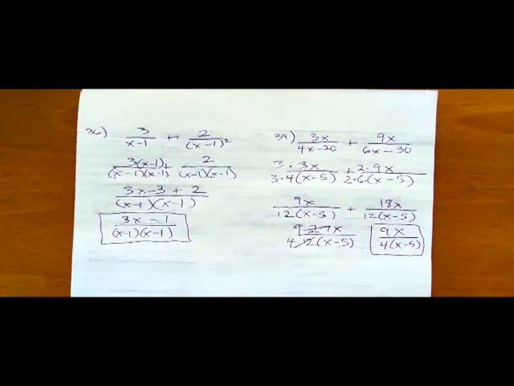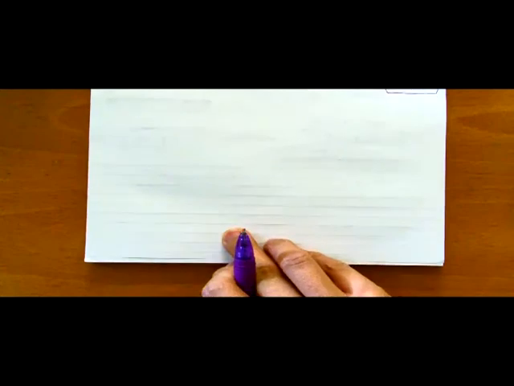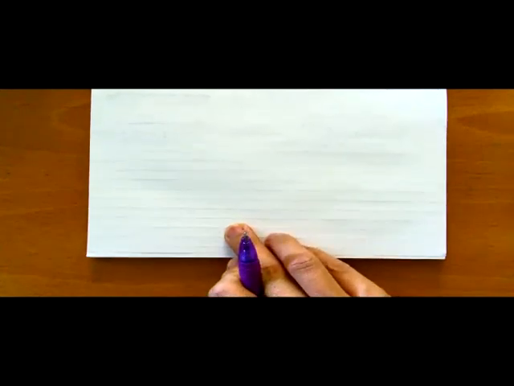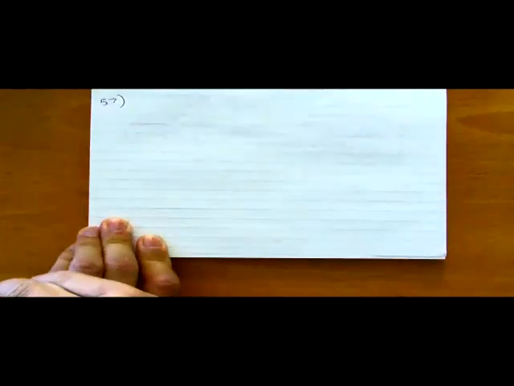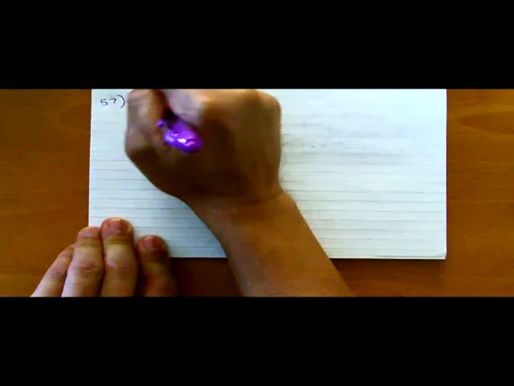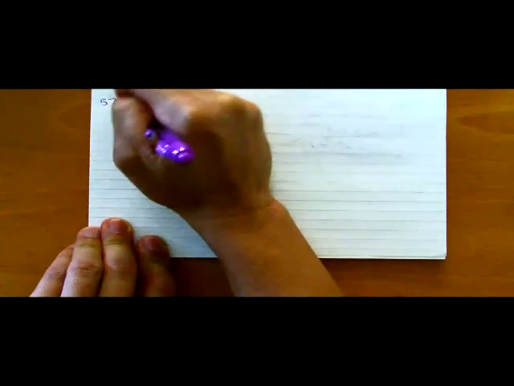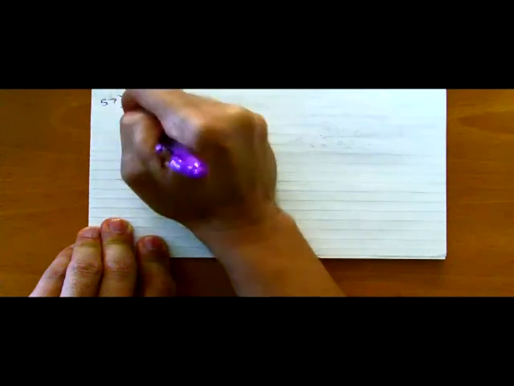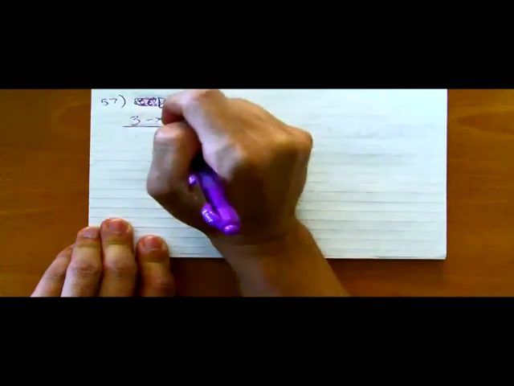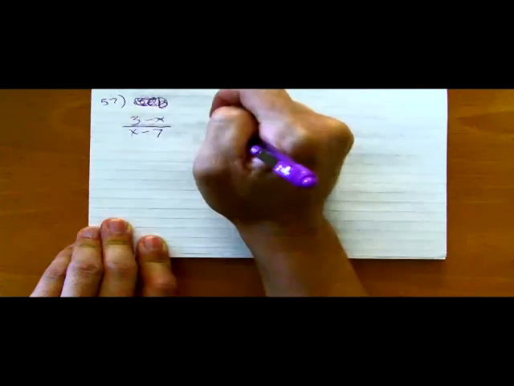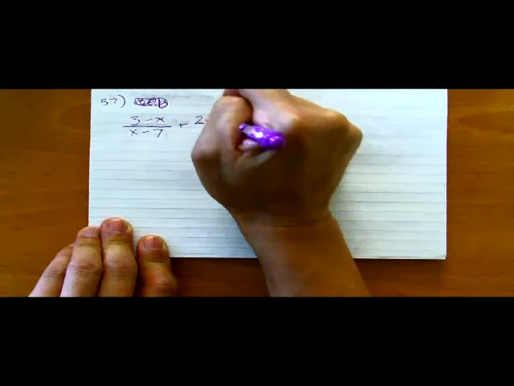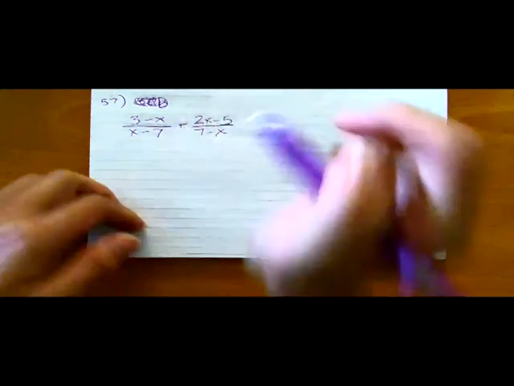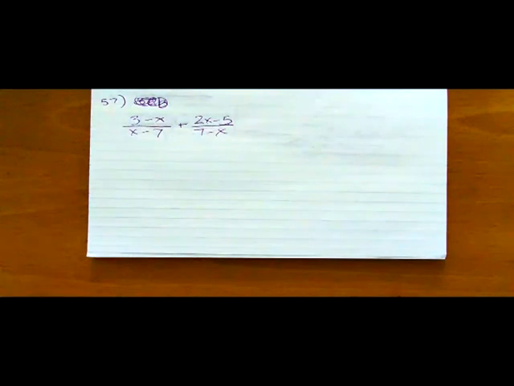Okay. One more. Number 57. Sorry, it said B. I'm going to change it to x. 3 minus x over x minus 7 plus 2x over 2x minus 5 over 7 minus x.